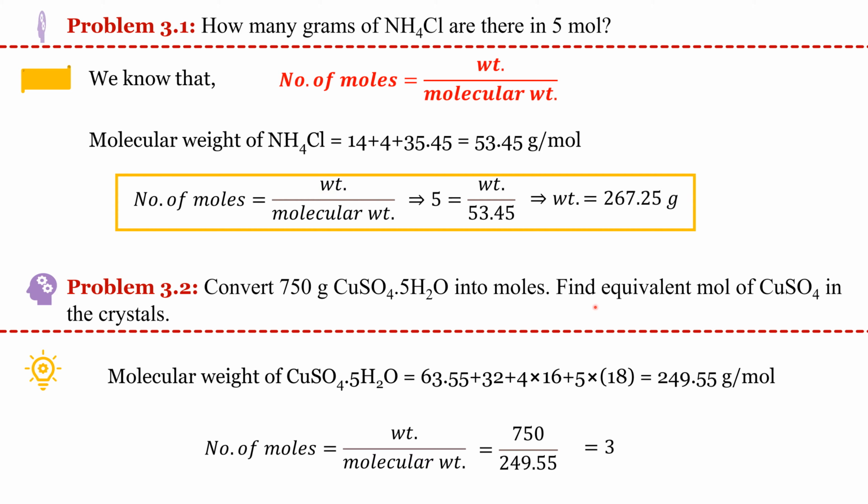Now in the second case we need to find the equivalent moles of copper sulfate in the crystal. We can easily find this because 1 mole of copper sulfate crystal is equivalent to 1 mole of copper sulfate. So the equivalent moles of copper sulfate will be equal to 3.